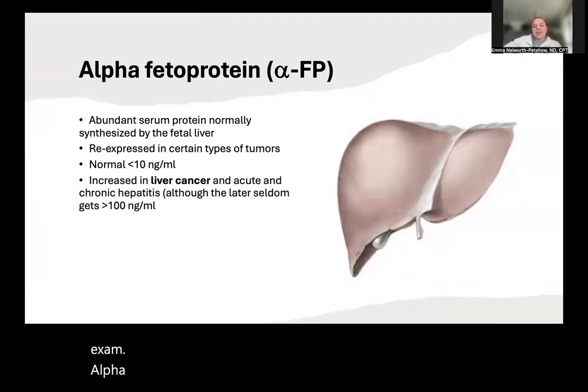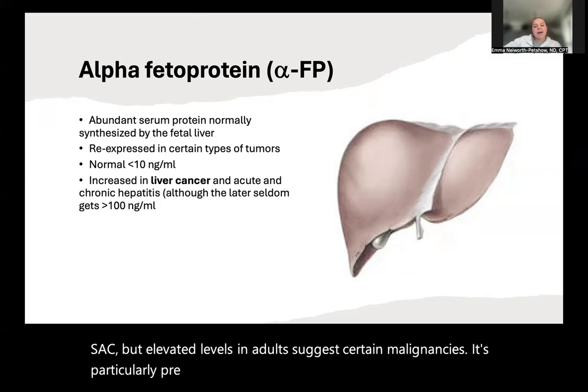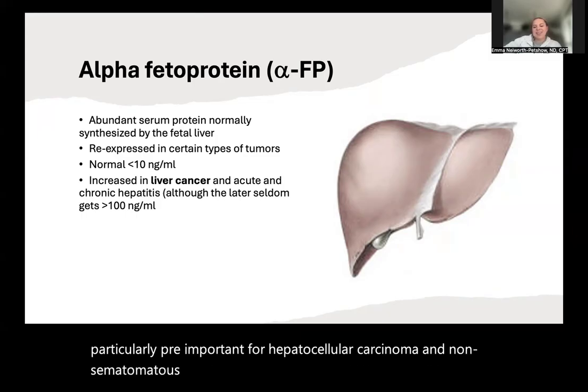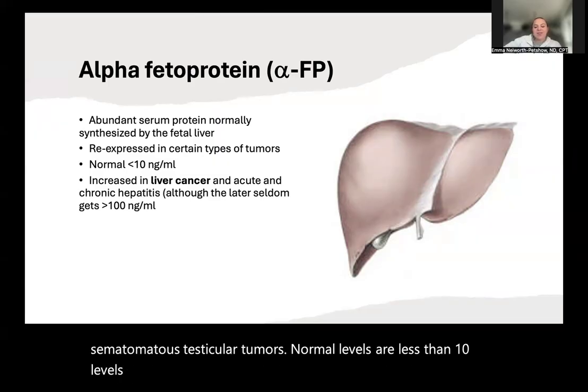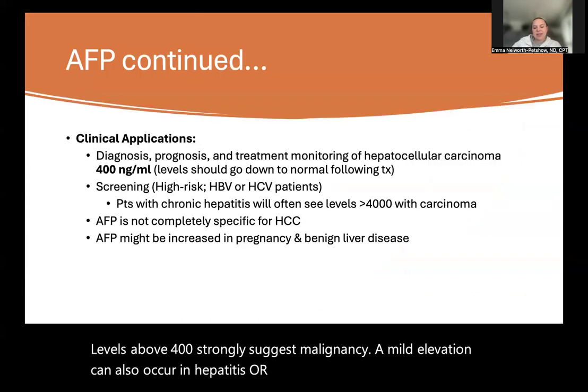Alpha-fetoprotein is normally produced by the fetal liver and yolk sac, but elevated levels in adults suggest certain malignancies. It's particularly important for hepatocellular carcinoma and non-seminomatous testicular tumors. Normal levels are less than 10. Levels above 400 strongly suggest malignancy. A mild elevation can also occur in hepatitis or cirrhosis.